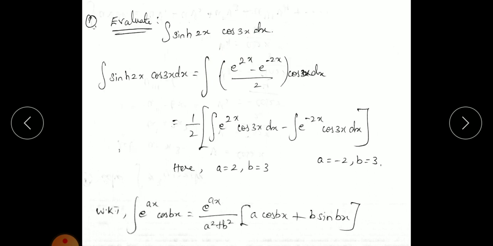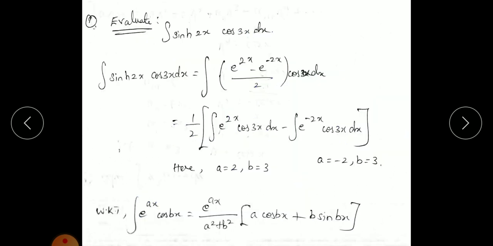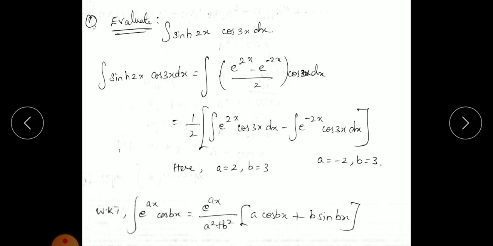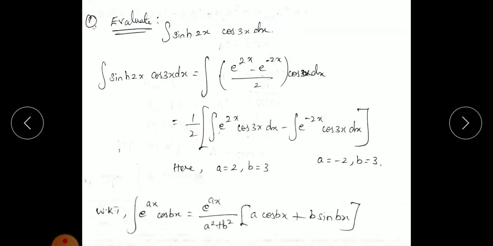So it can be written as, just now we had seen the sinh x formula, that is e power x minus e power minus x by 2. So here we are having sinh 2x. So in the place of e power x, e power 2x has to come. So e power 2x minus e power minus 2x by 2 into cos 3x dx. Now split into two terms. So that is, one is e power 2x into cos 3x, another one is minus e power minus 2x into cos 3x, and take the 1 by 2 outside. Now see the first term, here a equal to 2 and b equal to 3. Likewise second term, here a equal to minus 2 and b equal to 3.